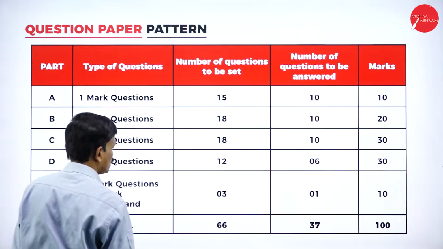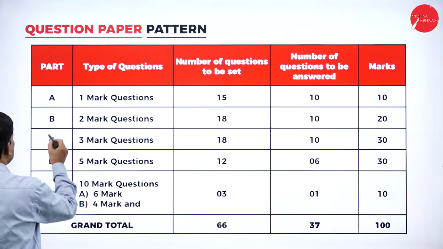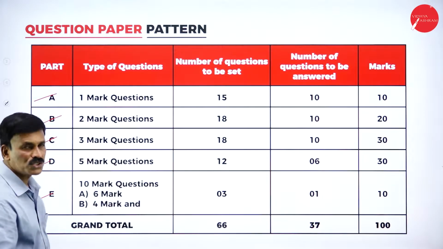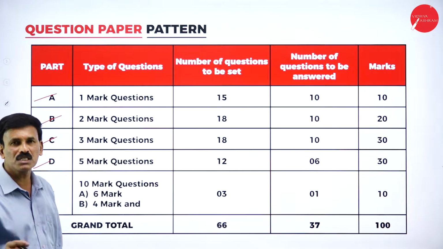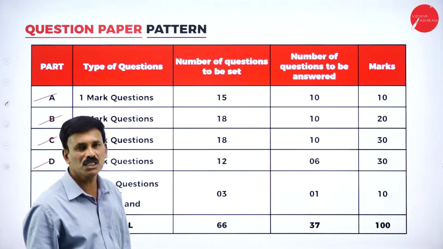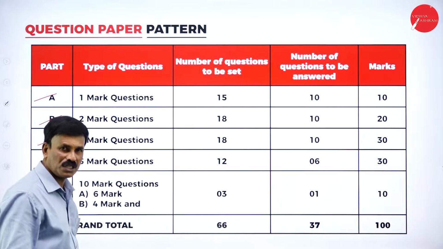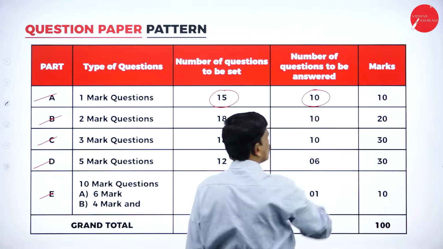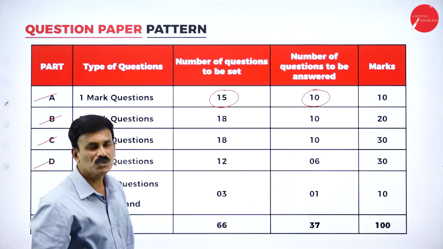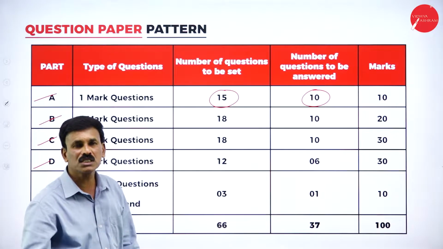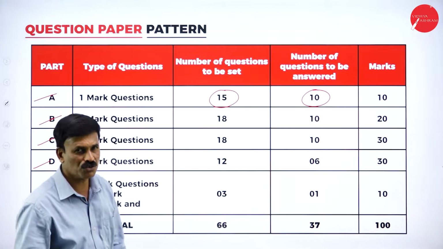Here in the question paper you will have 5 parts, that is part A, part B, part C, part D and part E. Now in part A, all 1 mark questions. So you will get only 1 mark questions in part A. In that part A, for this academic year, you will have 15 questions. Out of these 15 questions, you are going to answer 10 questions. So 10 out of 15. So the total marks is 10 marks.